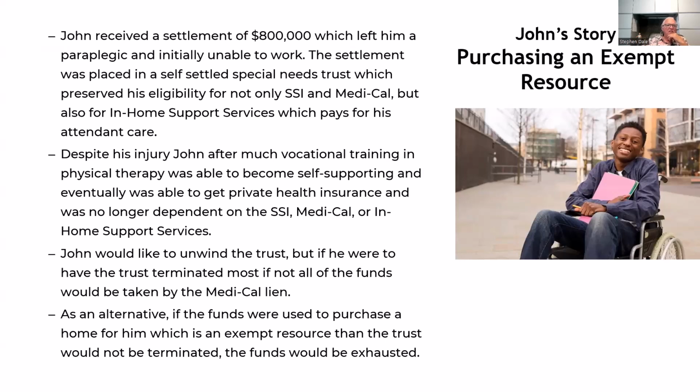Despite his injury, John, after much vocational training and physical therapy, was able to become self-supporting and eventually was able to get private health insurance and is no longer dependent on SSI, Medi-Cal, or in-home support services. John, you're ruining my wonderful plan here. But John would like to unwind the trust here, but if he were to terminate the trust, then most, if not all, of the funds would be taken on a Medi-Cal lien, because if he's used a significant amount of Medi-Cal, for instance for attendant care, it's amazing how fast you can rack up some pretty big bucks there.